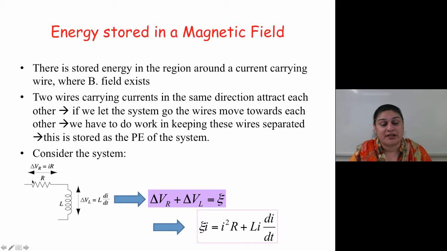So for a circuit with an R and an L, delta V will be IR from Ohm's law, and delta V will be L di over dt. In order to form a loop equation, we add the delta V's to equal the external EMF. That means E times I equals I squared R plus Li di over dt.